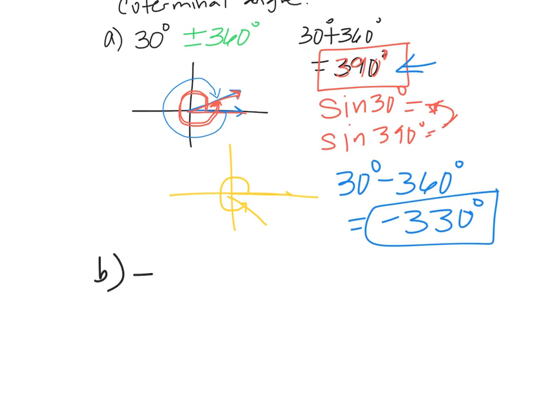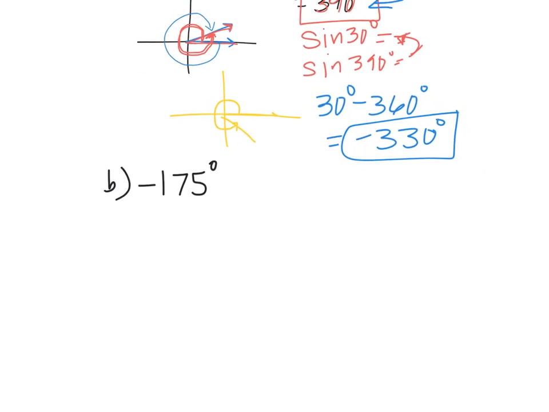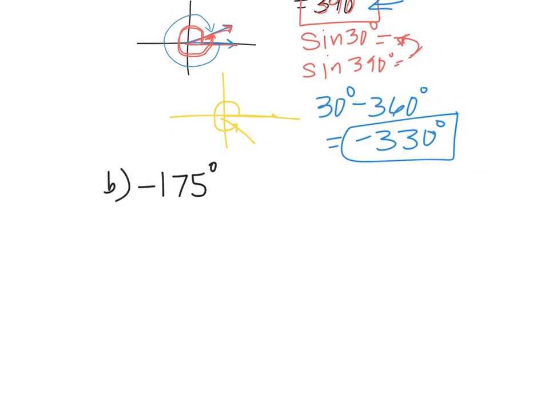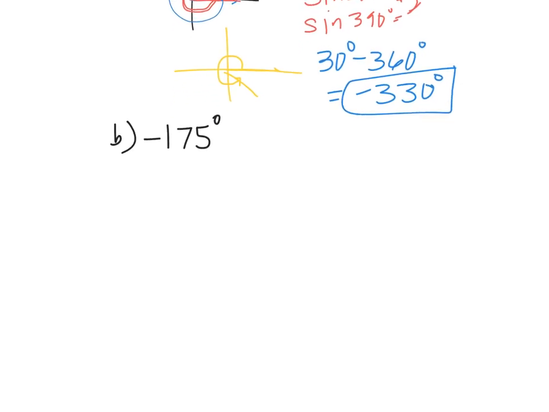All right, let's do now, let's start with a negative. Let's say I have negative 175 degrees. I'm going to find two coterminal angles, one positive and one negative, and I'm going to draw them. Okay? Now, when we draw these, they don't have to be exact. You know, we're not getting out our protractor.